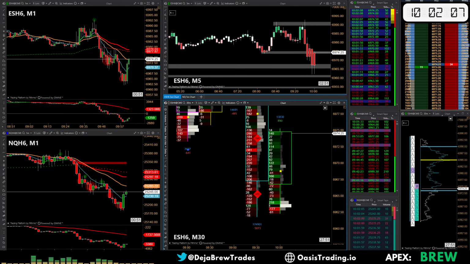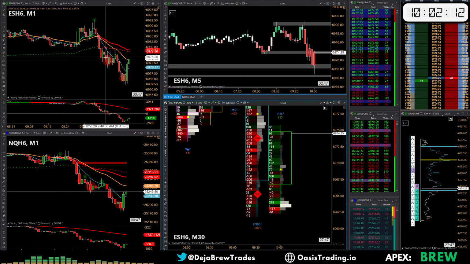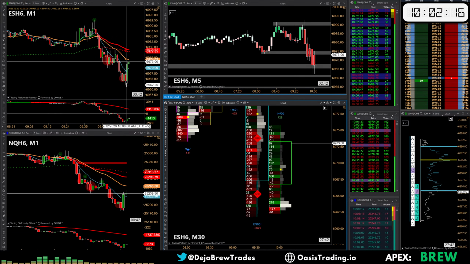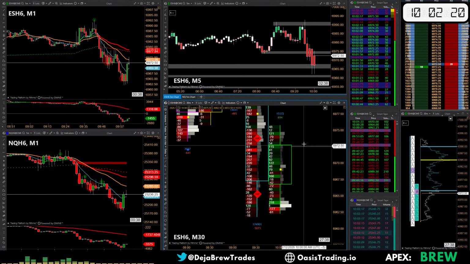Here's that 24 EMA. Keep an eye on that bear flag and the VWAP. I would not call the first one a bear flag because it was just a pullback, a very quick pullback. This one was far enough away that you could call it a bear flag. So keep an eye on that VWAP here.